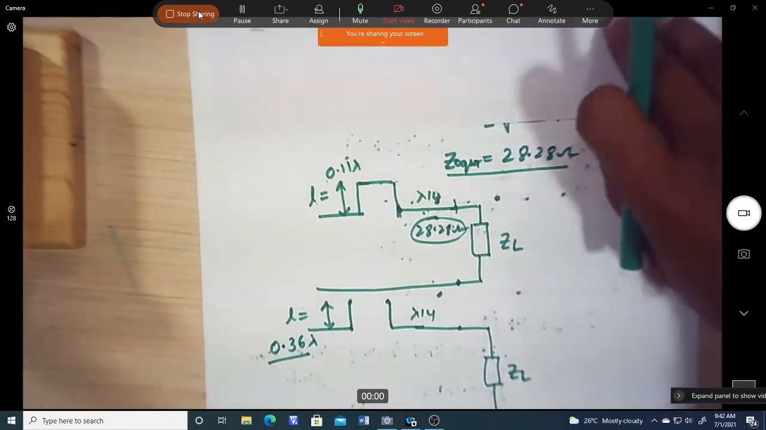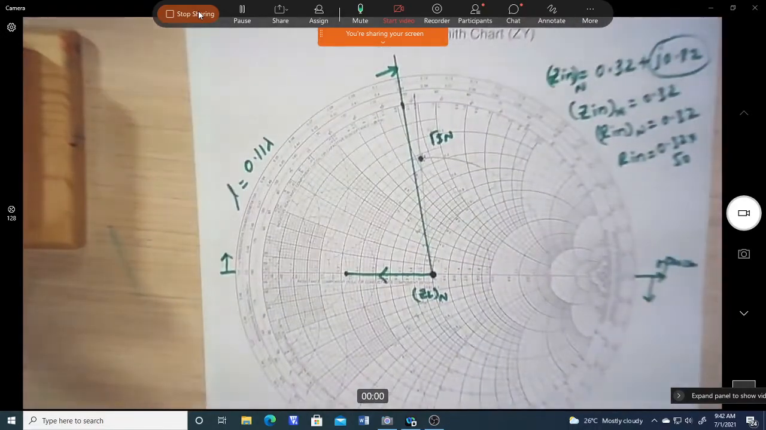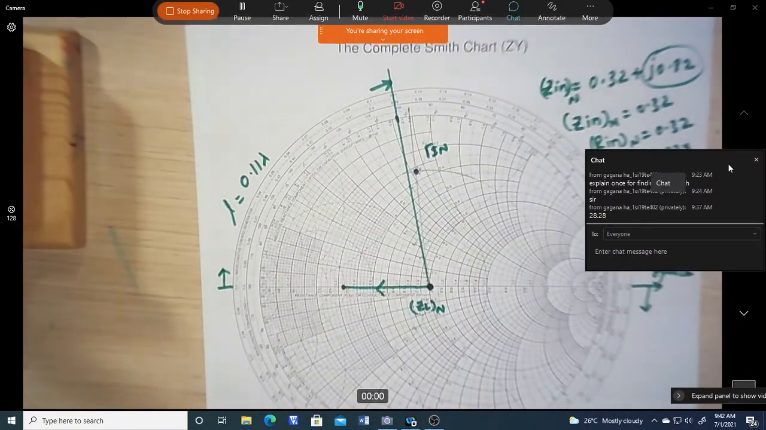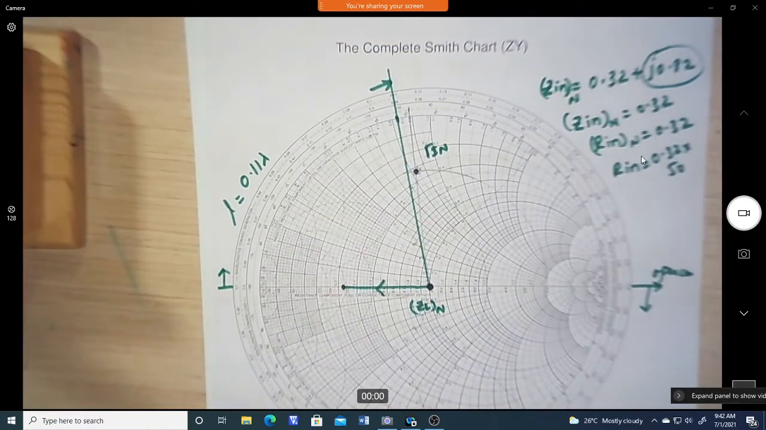Is it understood, how we can transform the load point to the particular gamma in? Any doubt? Hello, anybody, any doubt?